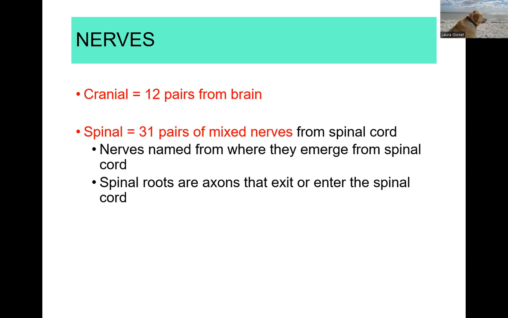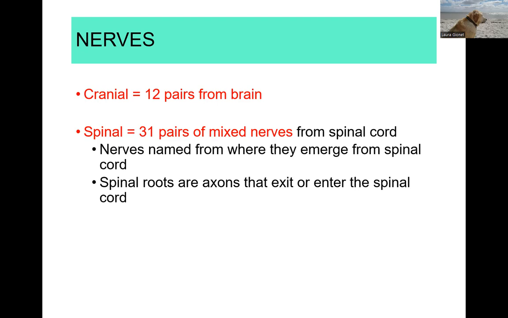Of those nerves, we have 12 pairs of cranial nerves and 31 pairs of spinal nerves. The cranial nerves could have just sensory components, or just motor components, meaning it only carries impulses away from the brain. And some of them are mixed. They have a sensory component and a motor component.